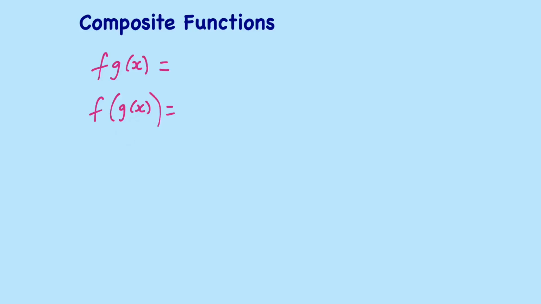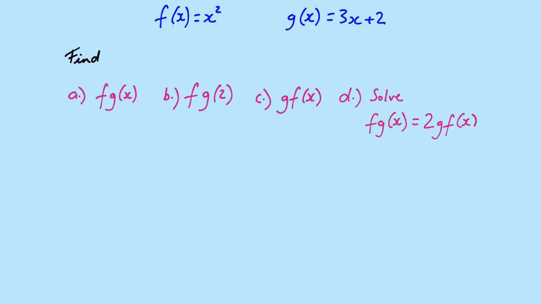Let's have a look at how these questions might be asked. So we've been given two functions, f of x equals x squared and g of x equals 3x plus 2. And we've got 4 parts to answer. So let's look at the first part.